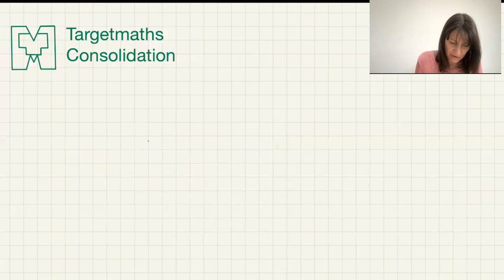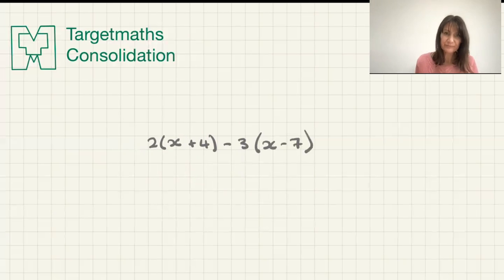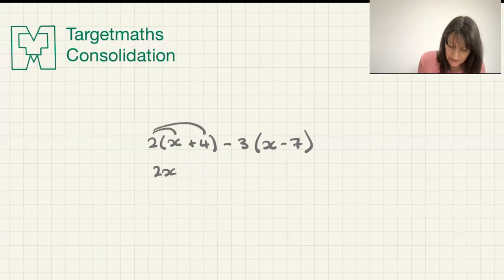Okay, we have got 2x plus 4 minus 3x minus 7. Okay, your exam is likely to say something along the lines of expand and simplify. So expand and simplify. Hit play when you're ready. Okay, so 2 times x is 2x. 2 times 4 is 8. Minus 3 times x all squishes up.